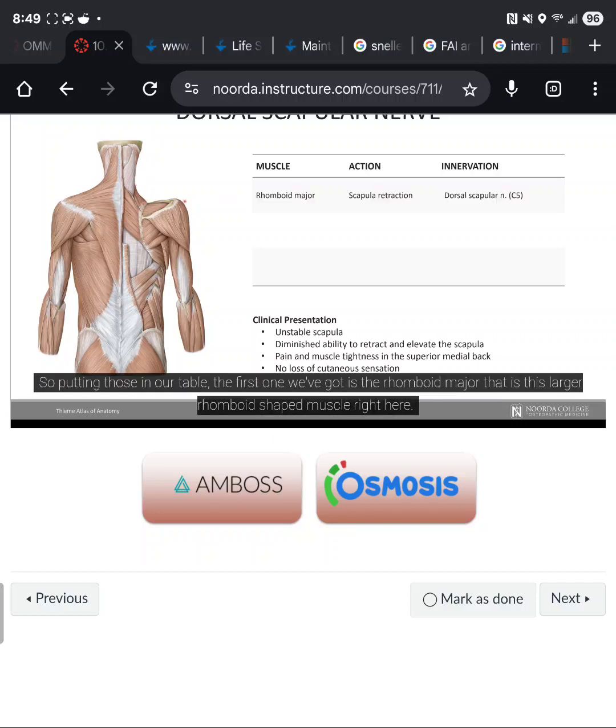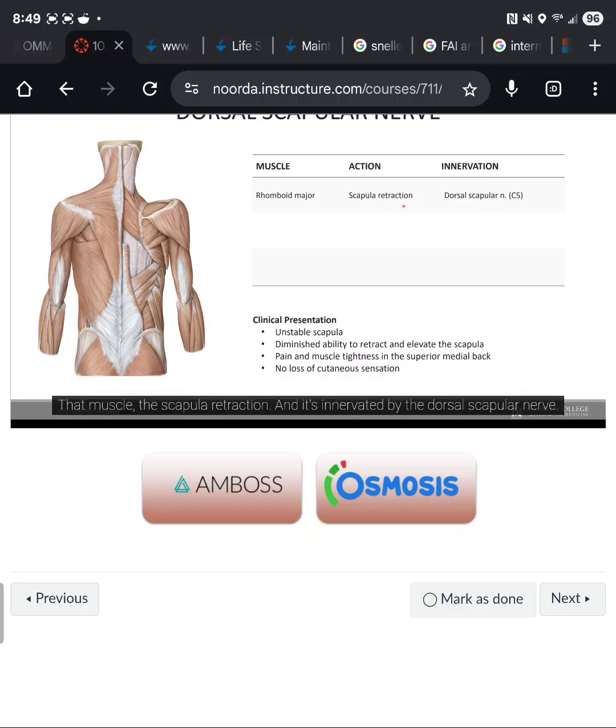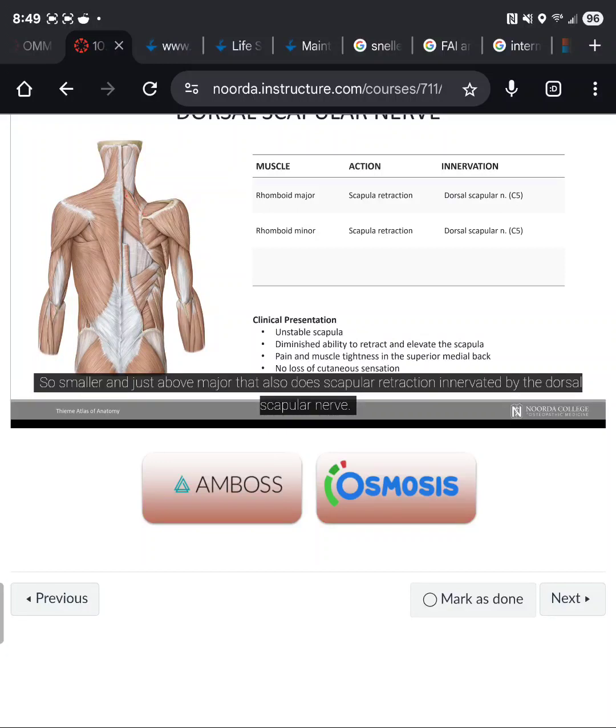So putting those in our table, the first one we've got is the rhomboid major. That is this larger rhomboid shaped muscle right here. That muscle does scapular retraction and it's innervated by the dorsal scapular nerve. The next one on our list, rhomboid minor, so smaller and just above major, that also does scapula retraction, innervated by the dorsal scapular nerve.